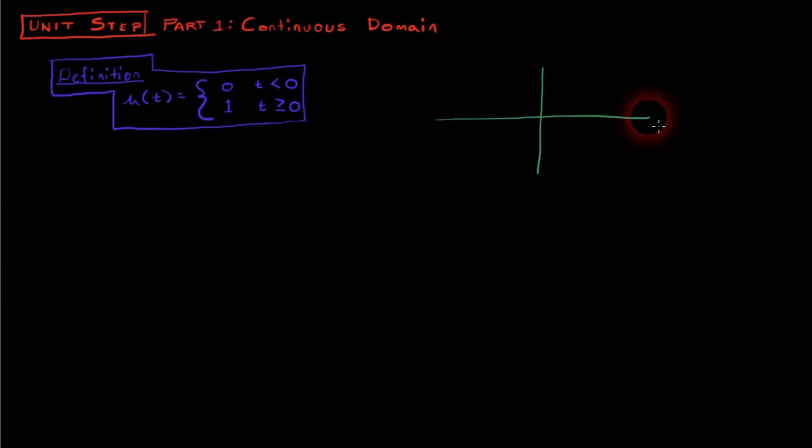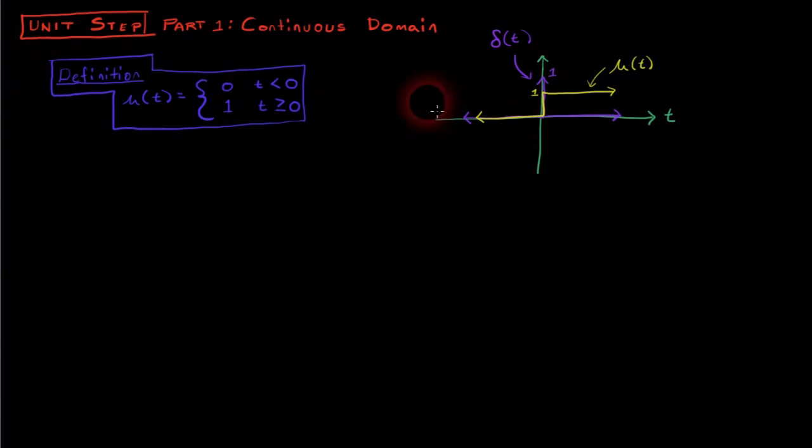Let's plot it alongside the delta function. Recall that integration is the summing of the signed area of a function. It should be apparent by inspection that the integral of the delta function is the unit function, and that the derivative of the unit function is the delta function.